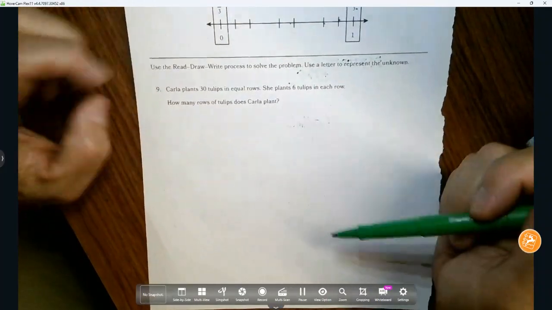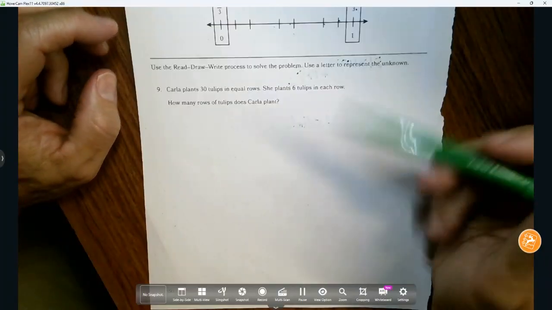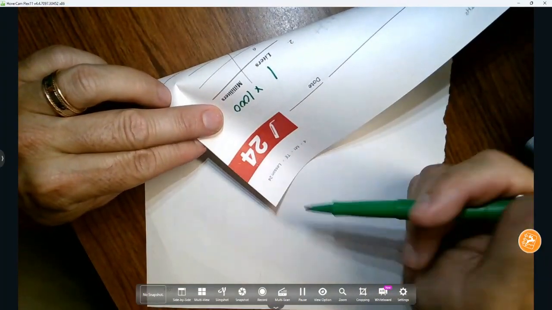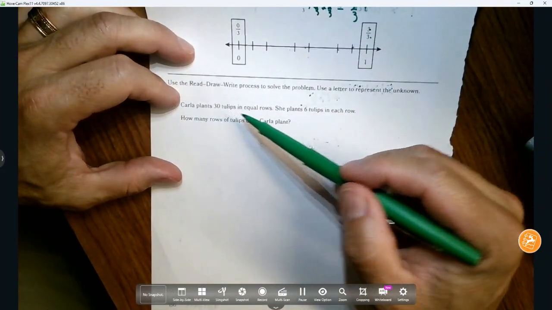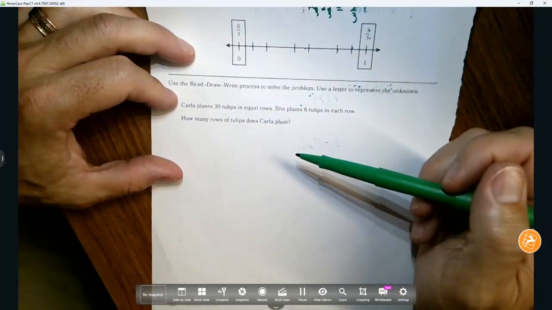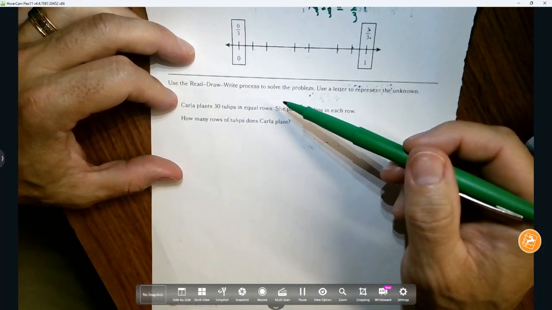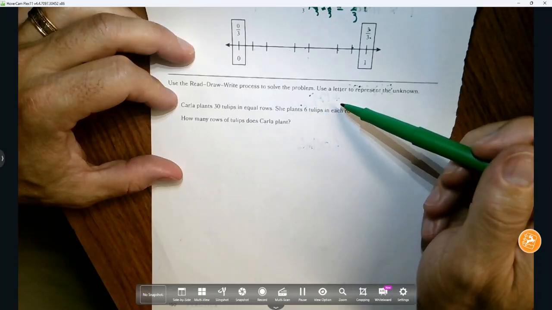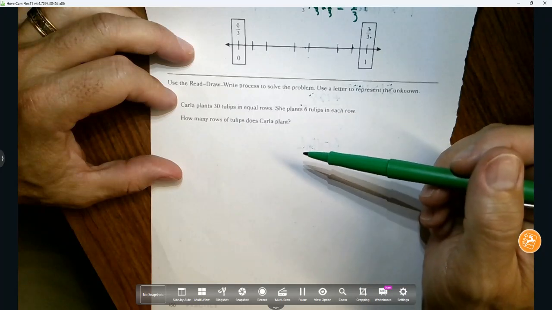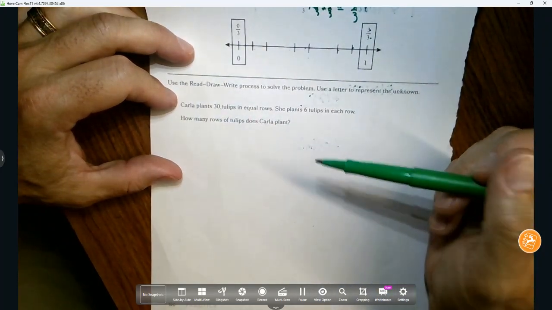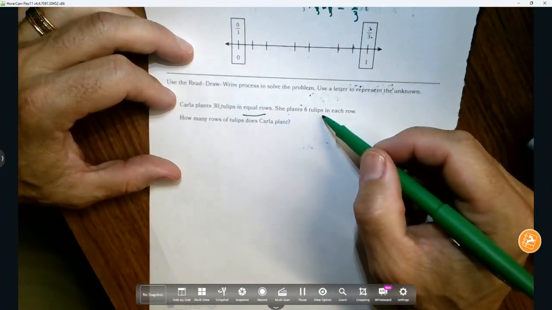All right, and number 9, our last one for our homework on Tuesday for lesson 24 from module 1. Carla plants 30 tulips in equal rows. She plants 6 tulips in each row. How many rows of tulips does Carla have? Well, we know we have 30, and it says equal rows. That means the same amount. She plants 6 tulips in each row.